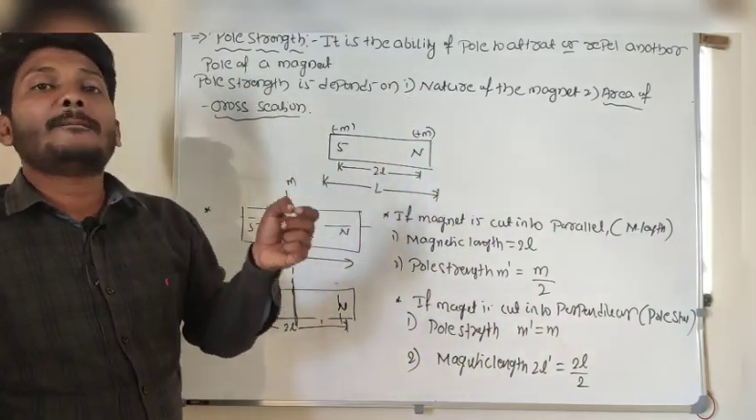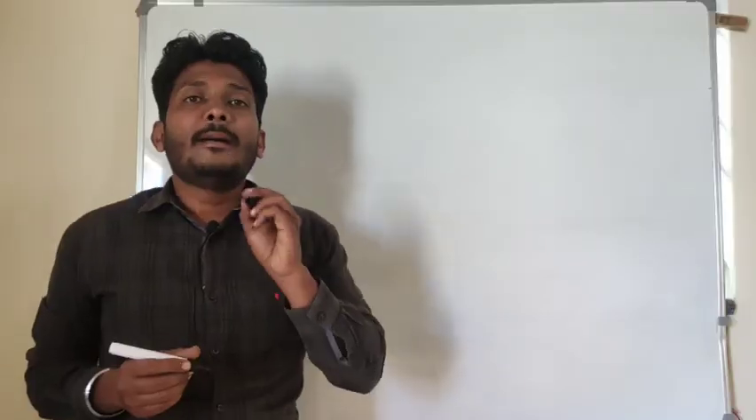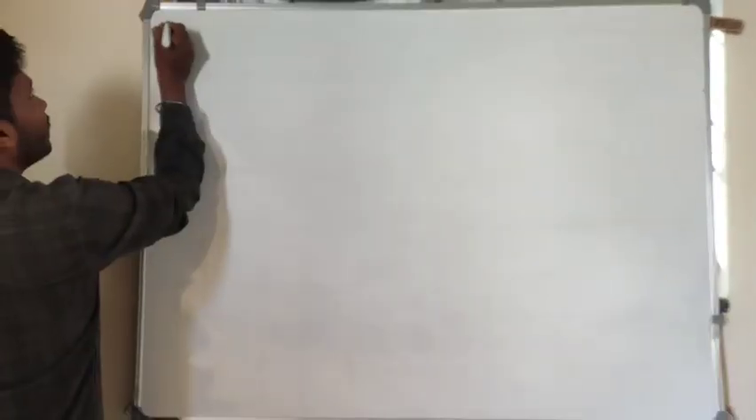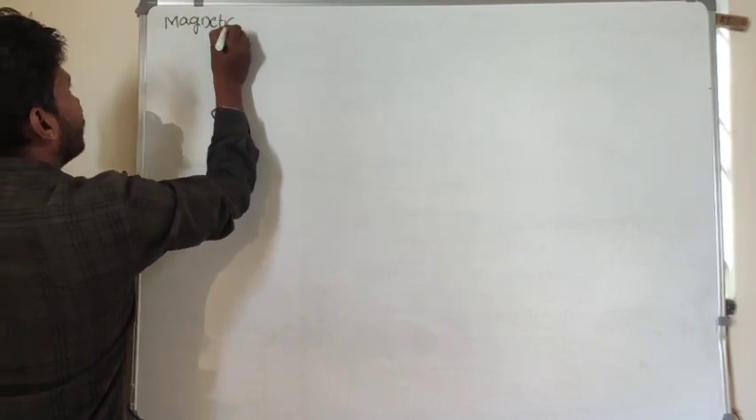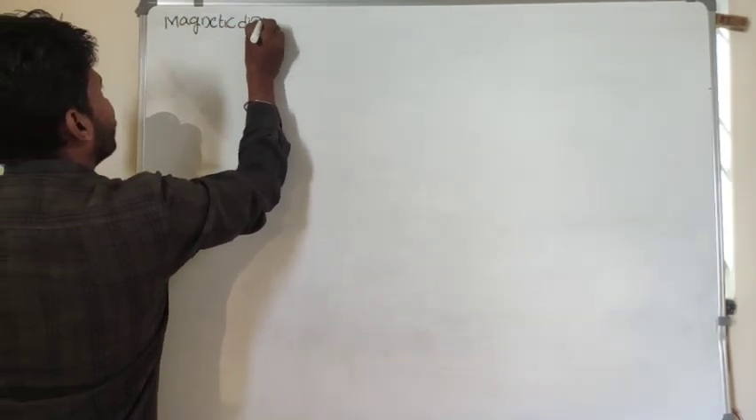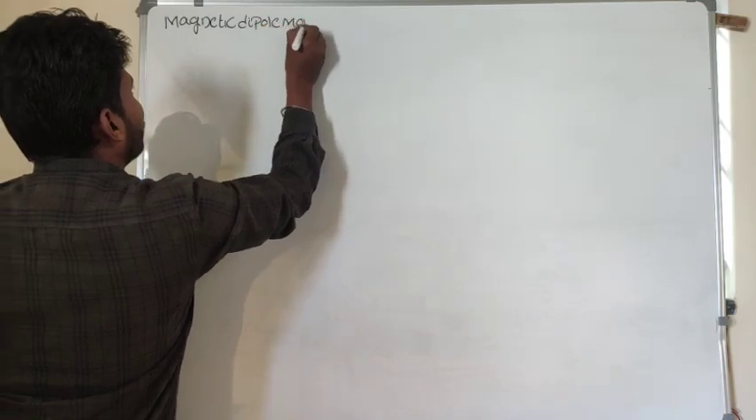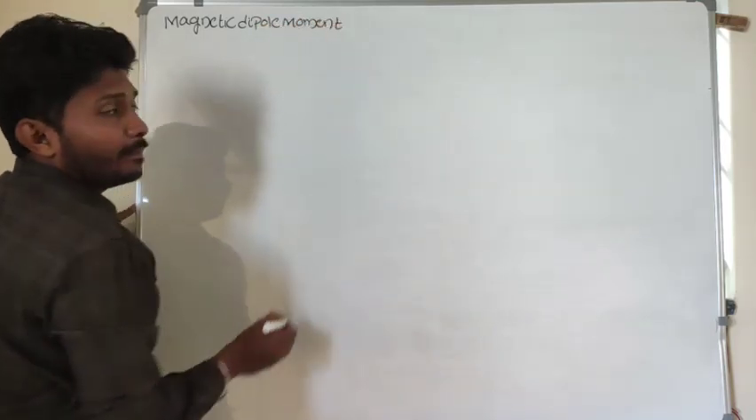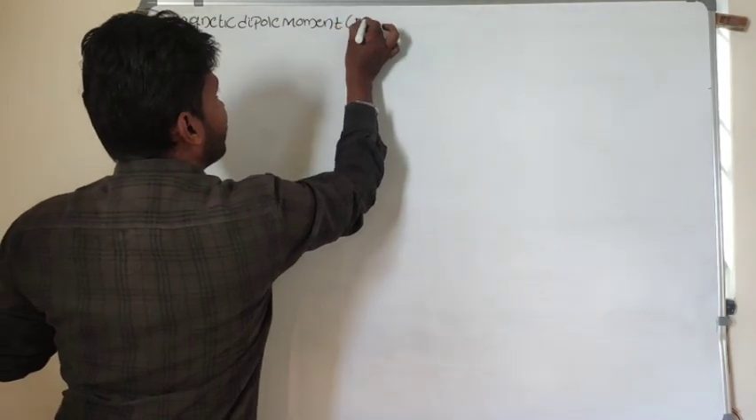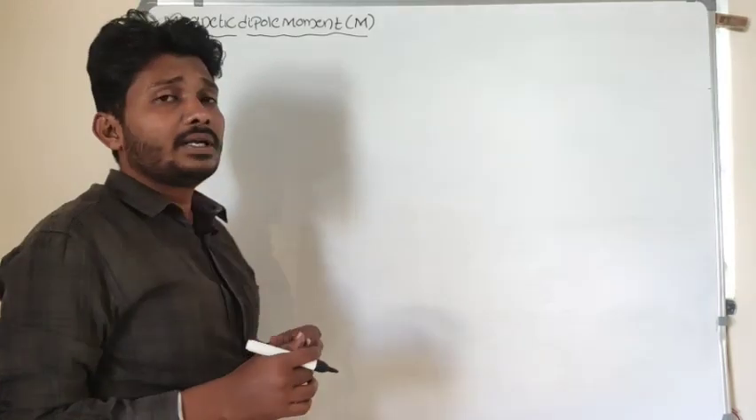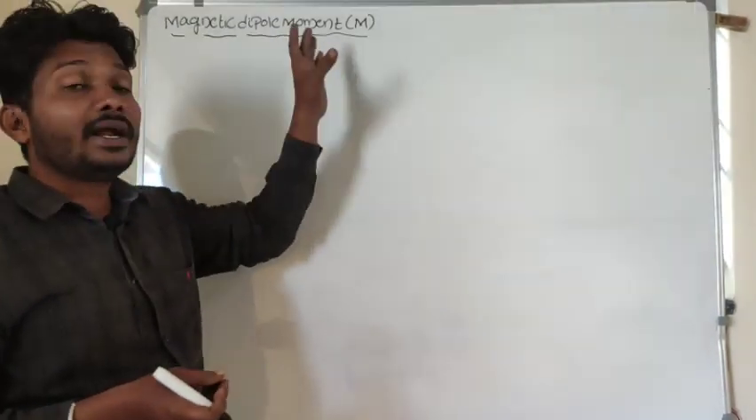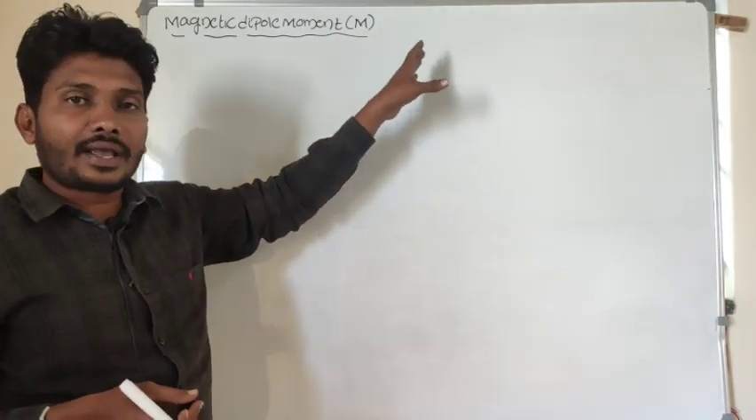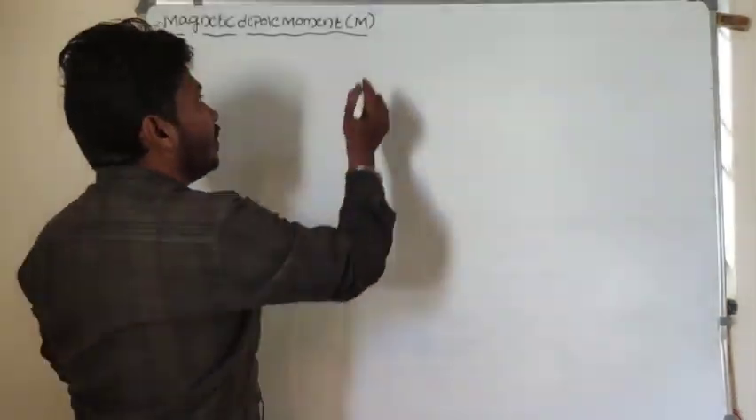Next we'll go for the magnetic dipole moment. The magnetic dipole moment is represented by the capital letter M. As I mentioned, the properties of electric fields and magnetic fields are similar. We already discussed the electric dipole moment. In a similar manner, I can define the magnetic dipole moment here.